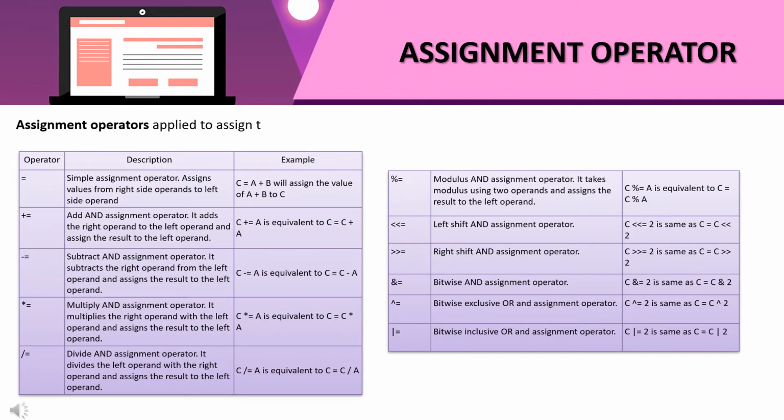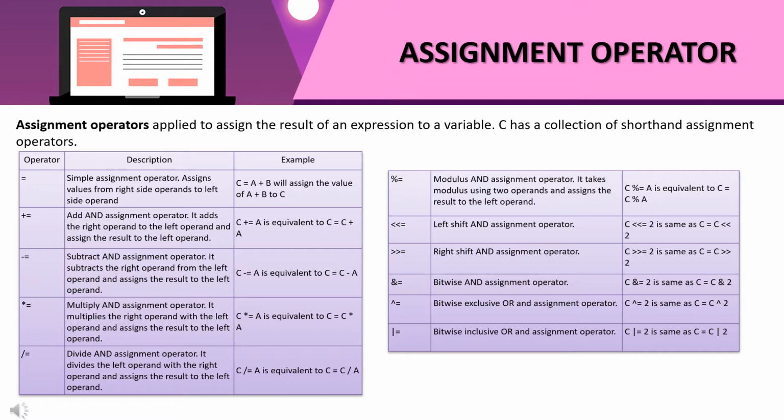The next operator is the assignment operator. Assignment operators are applied to assign the result of an expression to a variable. C has a collection of shorthand assignment operators. Mainly, the simple assignment operator assigns the value from the right side operand to the left side operand. The operator looks like this, the equal to sign. Let us see an example: C equal to A plus B will assign the value of A plus B to C.